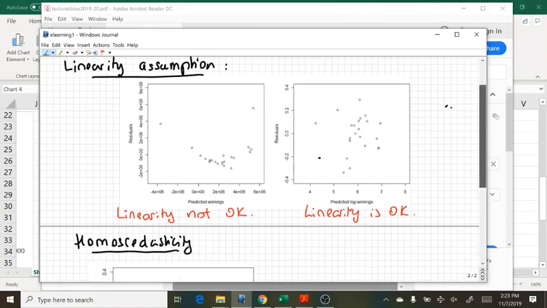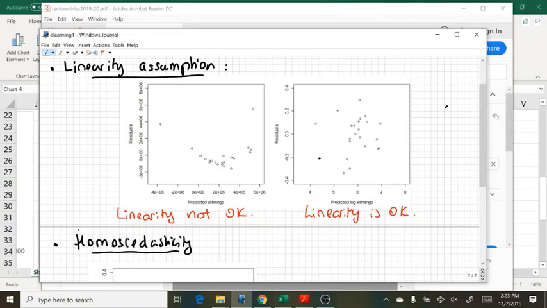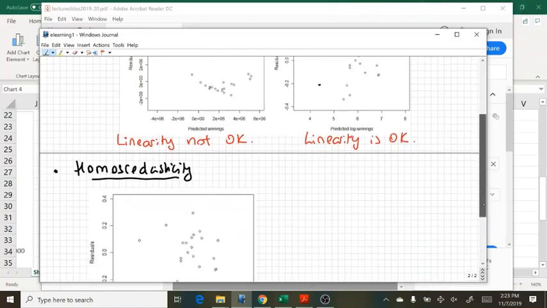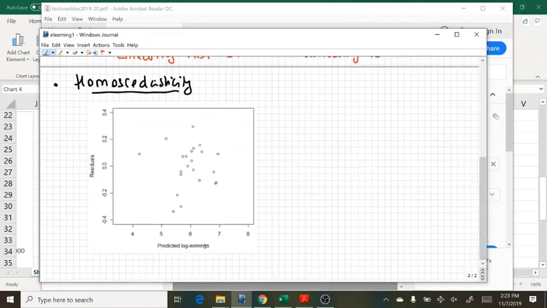I use the same diagnostic plot as above, residuals against the predicted winnings, log winnings actually, because we already said that with log winnings we do better. And here, what is good is again chaos. Chaos is good. Here, homoscedasticity is satisfied.